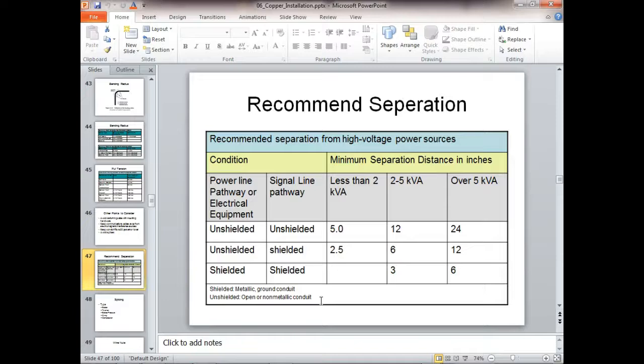Separation. You have to understand that when you get near these big AC lines, they generate a lot of electromagnetic interference, so we need to make sure we separate these things. It says on a 2 to 5 kilovolt line, we need to separate it at least what? 12 inches. Now over 5, at least what? 10, 20. If it's shielded though, we can get it pretty close, right? You understand that?